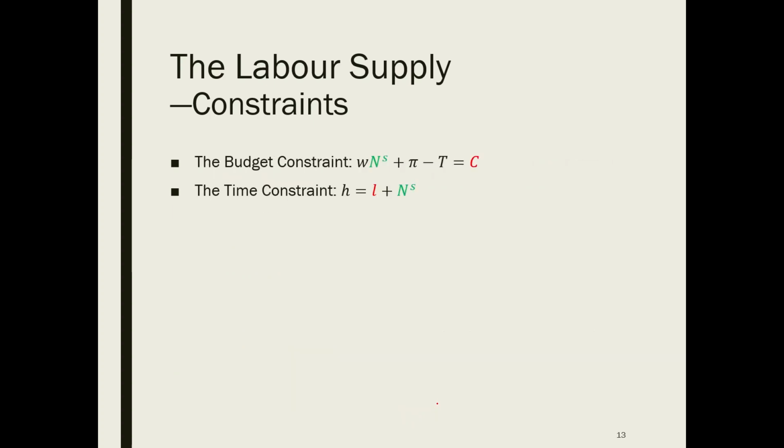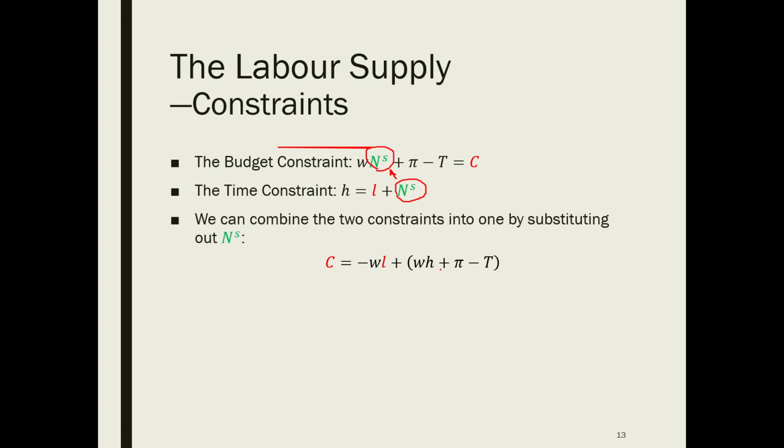The two constraints, the budget constraint and the time constraint, can be combined into one constraint. As you can see, there is one common variable in the two constraints, the labor supply NS. Therefore, it is straightforward to substitute out NS in one equation by the other. I will leave this job to you to finish. After substituting out NS, the combined constraint can be written in this way.